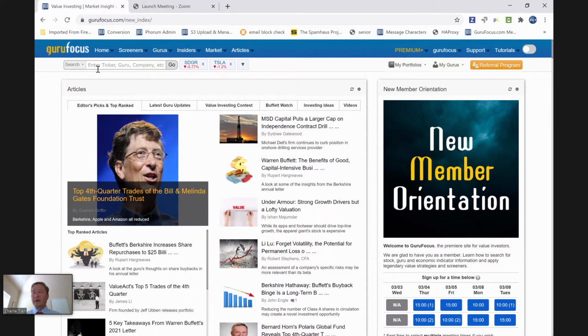Because we have updated the Guru portfolio, one of the most important things on GuruFocus is to find the Guru's portfolios. Usually, when you want to find anything, on the top left we have the search box.